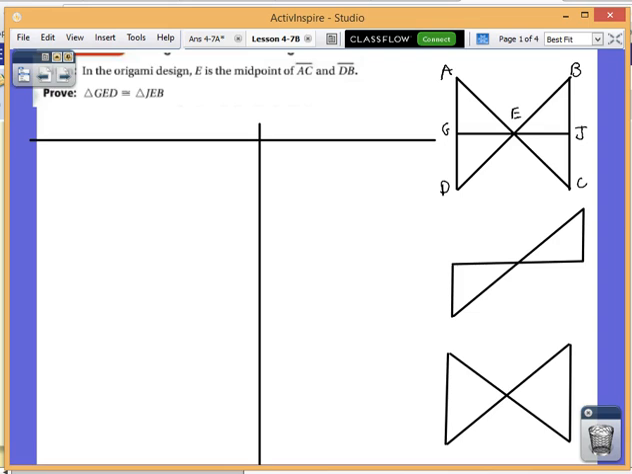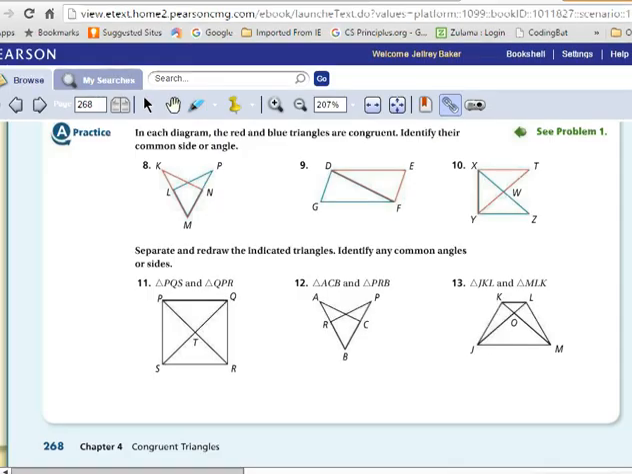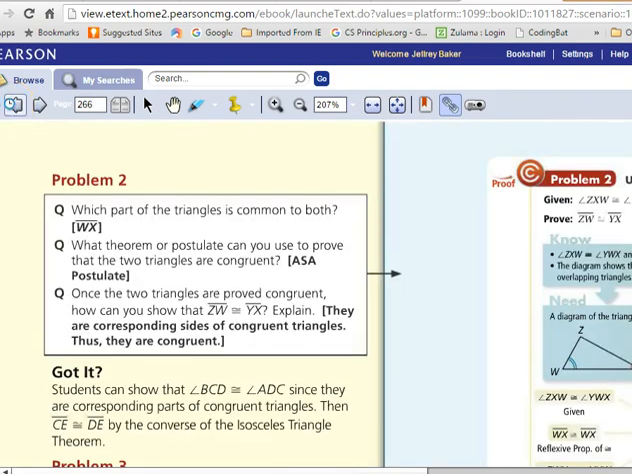Excellent. So today we're going to start talking about a thought process that needs to occur when we're working with proofs that deal with overlapping figures. So what I've done here is I've got the original drawing. Now this came from a problem that was out of the book. So let's just take a look at what the problem looked like in the book that we're going to be doing.